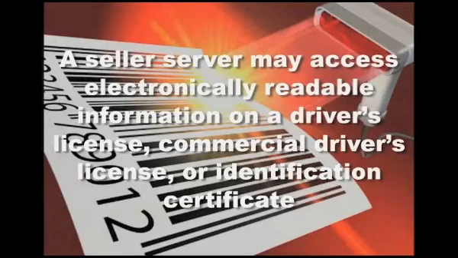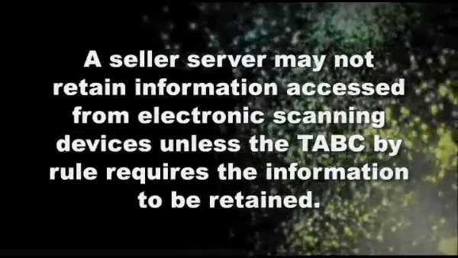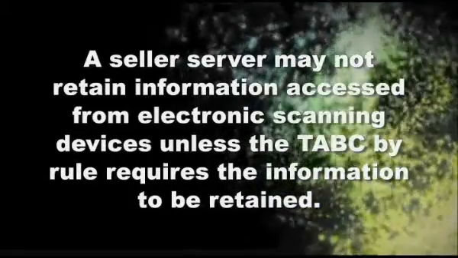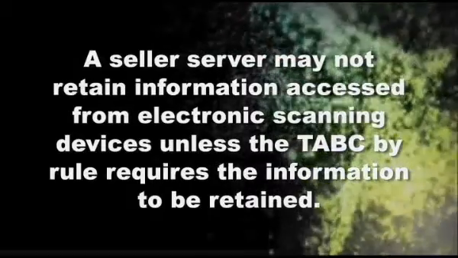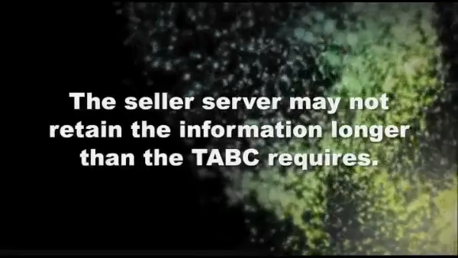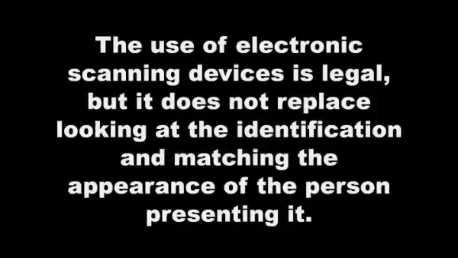A seller server of alcohol may access electronically readable information on a driver's license, commercial driver's license, or identification certificate for the purpose of complying with the rule of the TABC, including for the purpose of preventing the person from committing an offense. A seller server of alcohol may not retain information accessed from electronic scanning devices unless the TABC by rule requires the information to be retained. The seller server may not retain the information longer than the TABC requires.